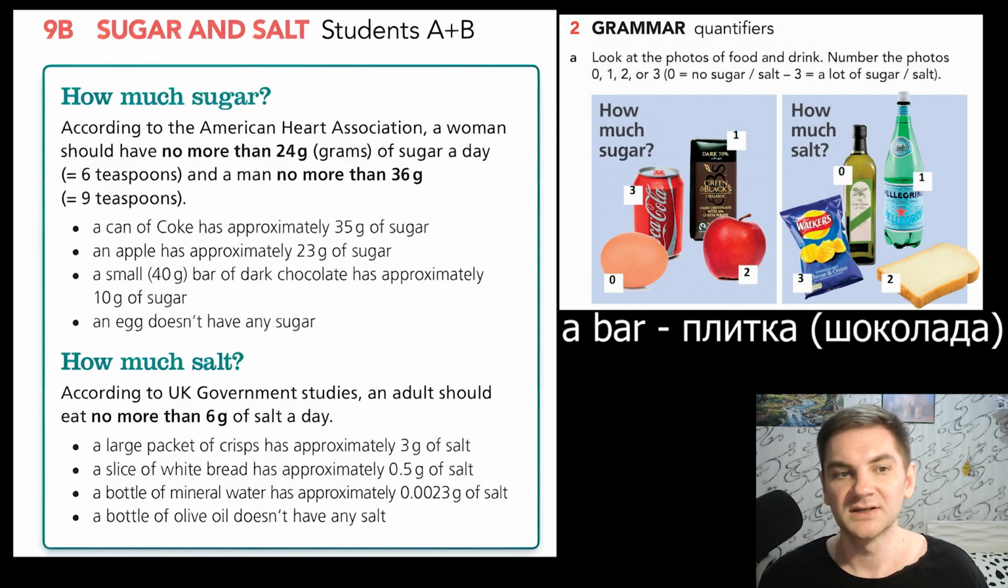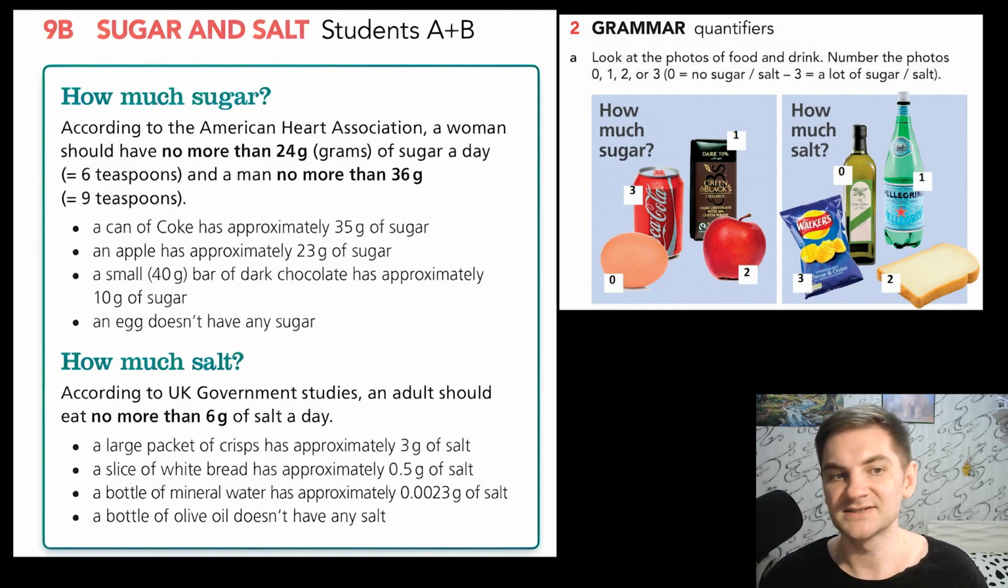What about salt? According to UK government studies, an adult should eat no more than 6 grams of salt a day. A large packet of crisps has approximately 3 grams of salt. A slice of white bread has approximately 0.5 grams of salt. A bottle of mineral water has approximately, oh my god, it's like 0.0023 grams of salt. A bottle of olive oil doesn't have any salt at all. Okay, I hope you were right. Let's move on. It was an interesting task.